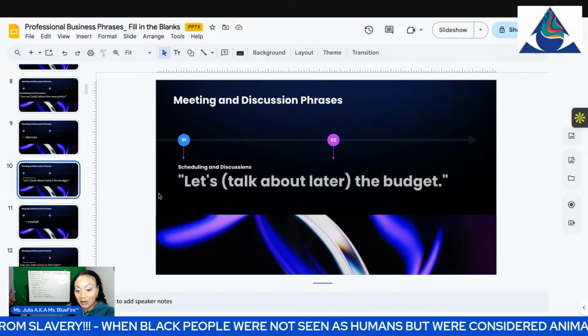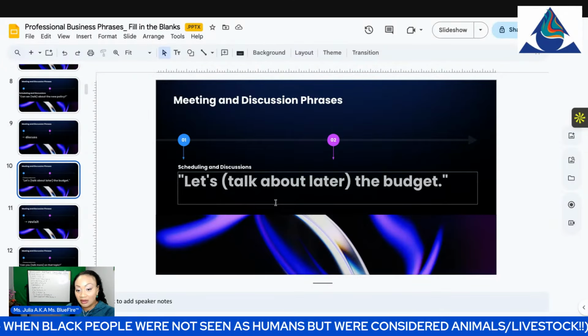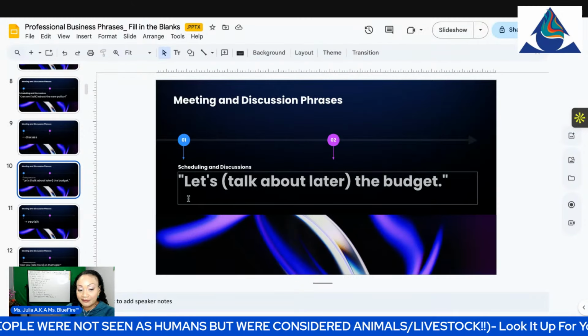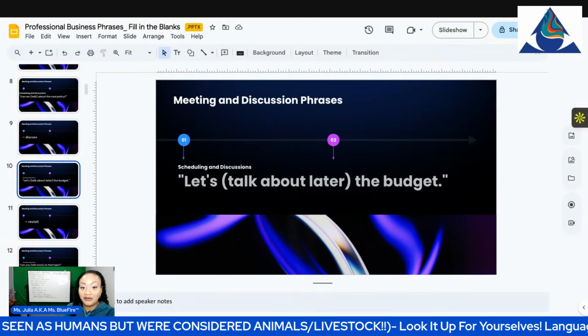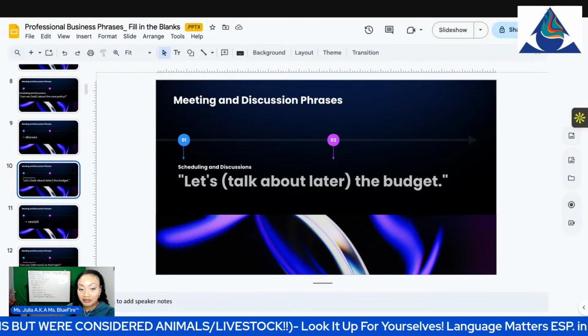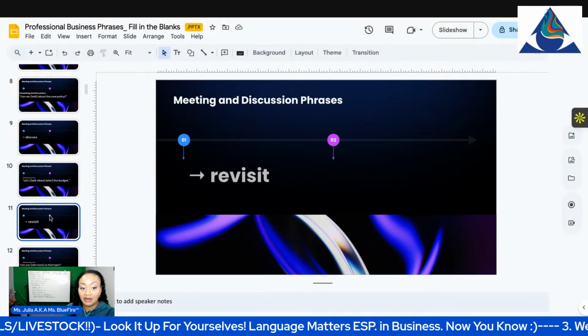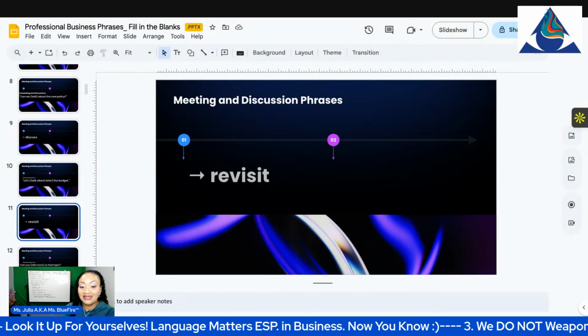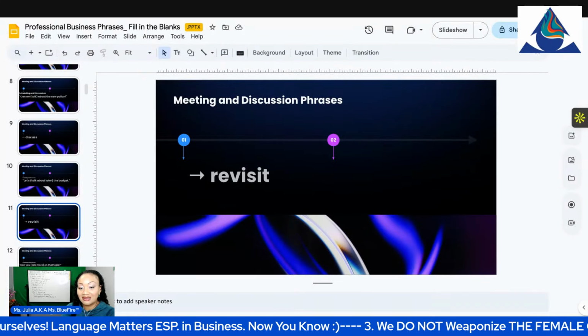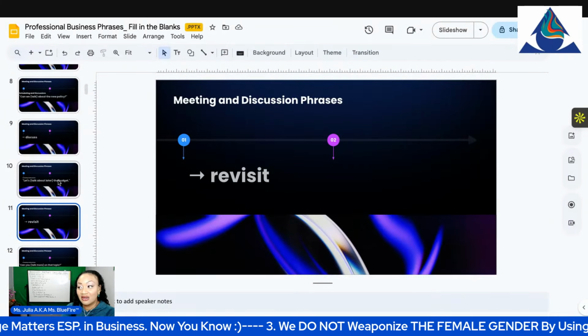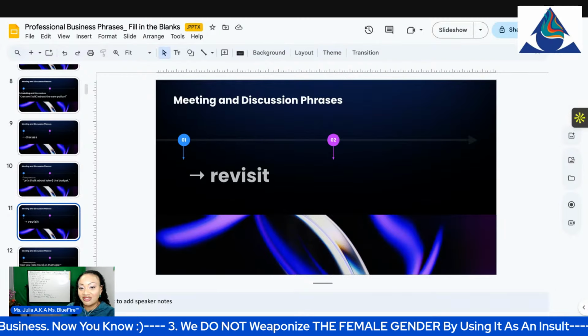I want you guys to have this. Now this one is talk about later. Let's talk about the budget later, right? A word that we can use for that is revisit. Let's revisit the budget. You don't have to say later.